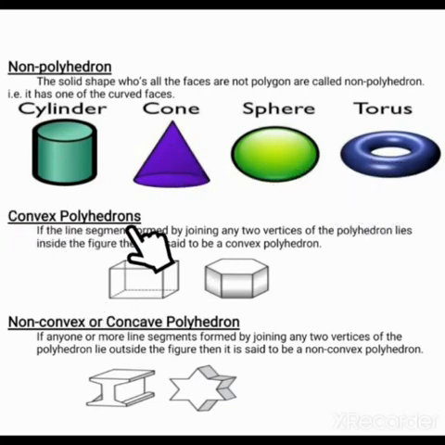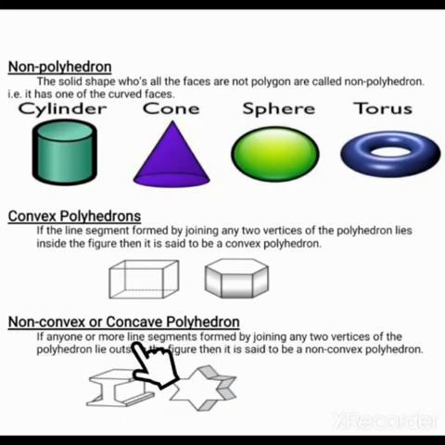Now what is a convex polyhedron? If the line segment formed by joining any two vertices of the polyhedron lies inside the figure, then it is said to be a convex polyhedron. Now students, see, this is a figure of a cube, or we can say a cuboid, and this is a figure of a hexahedron or octahedron or pentahedron. It means these are figures of polyhedrons.